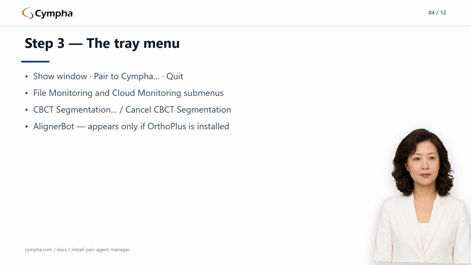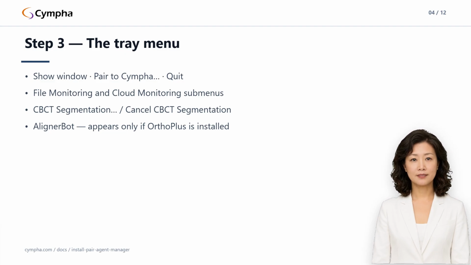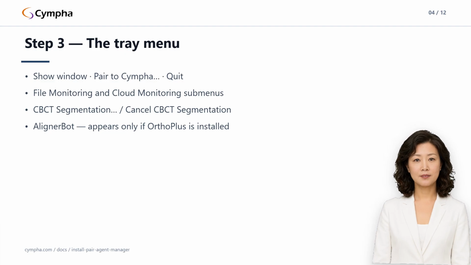It's a detection. Right after install, you're not paired yet, so click Pair to Cympha. A dialog titled Pair to Cympha opens, and it tells you the plan in its own intro text. Enter the email of the Cympha account you want to pair this agent manager to, then open Cympha in your browser, signed into that account, and approve the request.